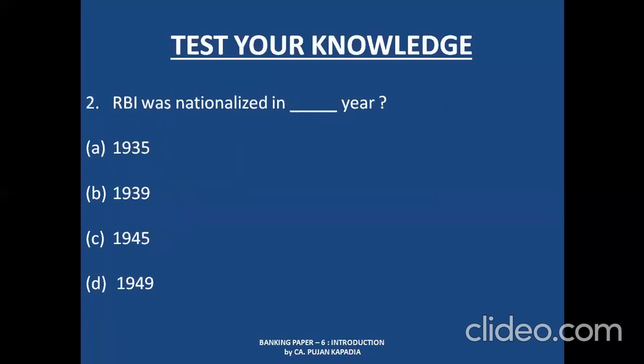The second question was, RBI was nationalized in which year? I used 2 years when I was discussing the topic. RBI was incorporated in the year 1935, but it was nationalized in the year 1949. So the correct answer to this question is option B, 1949.